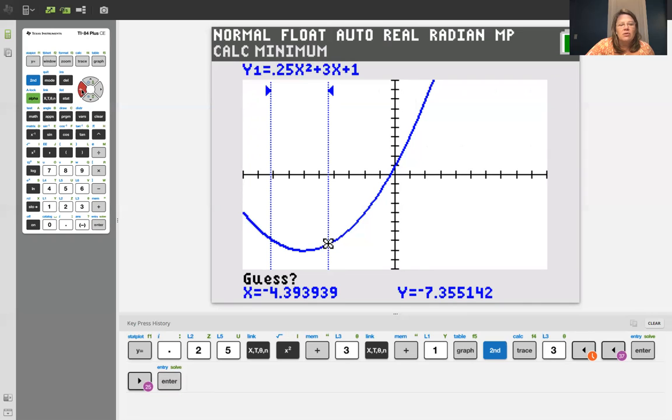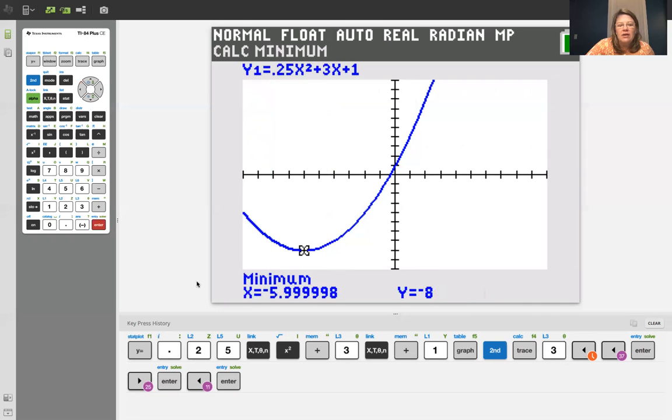Now I got to guess. So go and trace over, get close to my minimum value and hit enter. And it's going to calculate that. And remember, it stops after it thinks it gets close. So that vertex is at -6, -8.